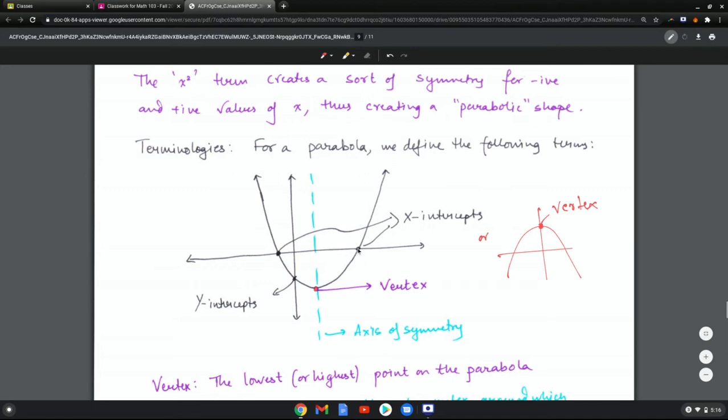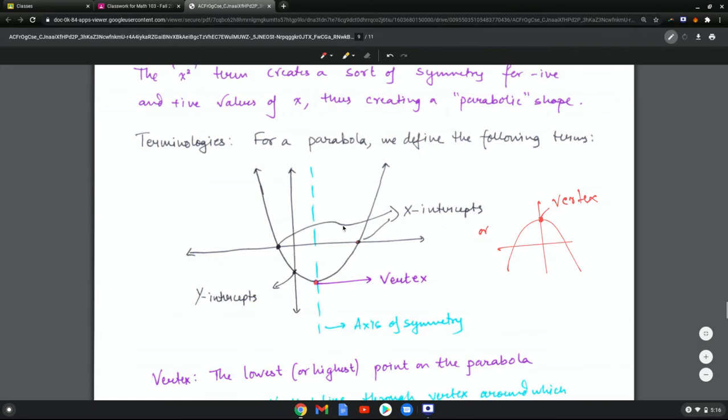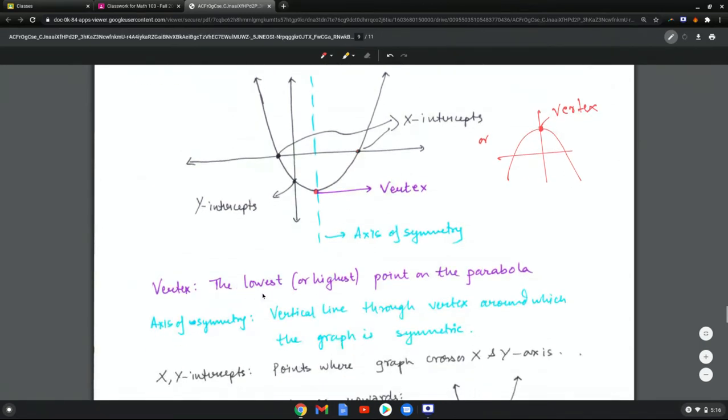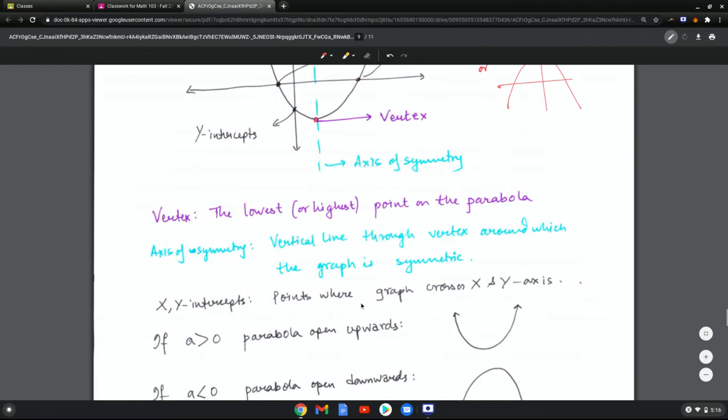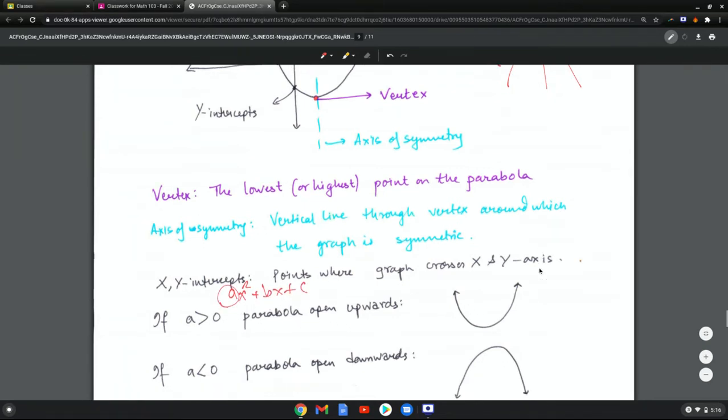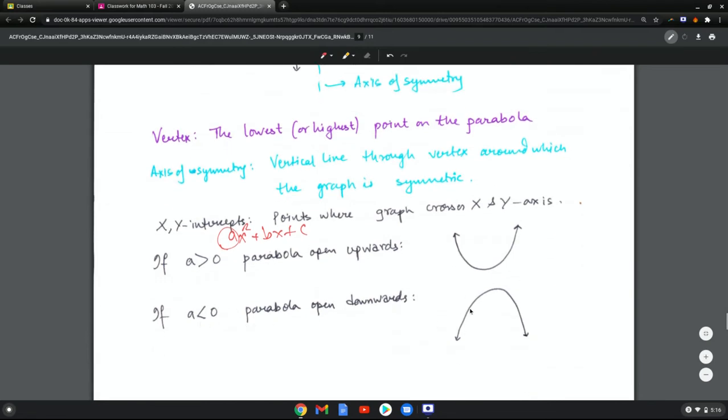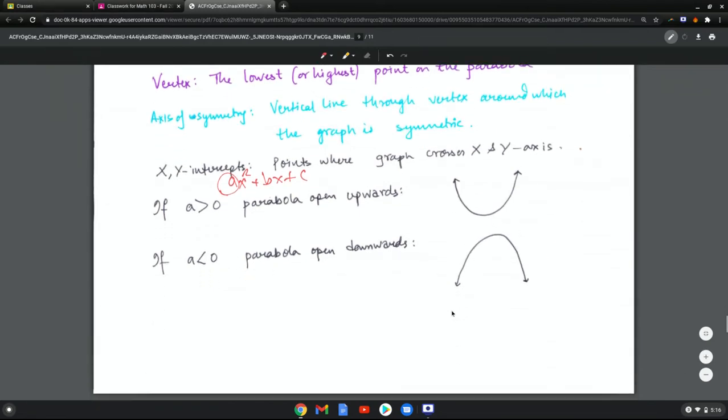And then you have the regular x-intercept and the y-intercept, meaning where they cross the x-axis and where they cross the y-axis. So the vertex is the lowest or the highest point. The axis of symmetry is the vertical line through the vertex around which the graph is symmetric. The x and y-intercepts are where they cross. For a general parabola, when you have ax squared plus bx plus c, if this first coefficient is positive, it's an upward opening parabola. If a is negative, it's a downward opening parabola.